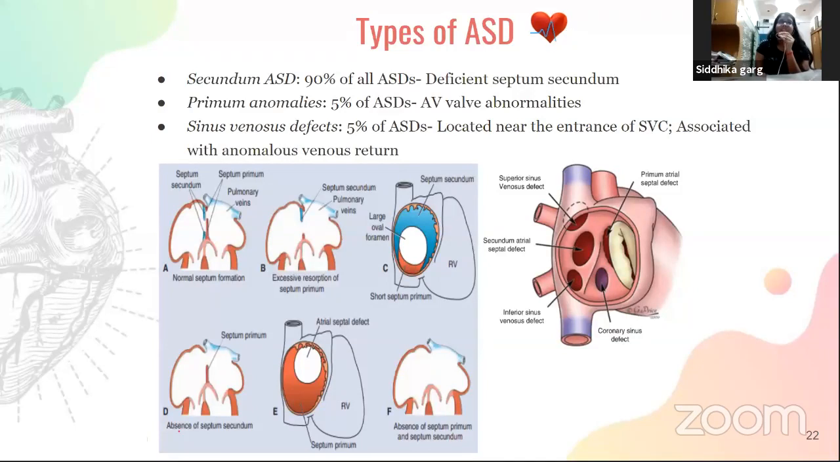Now, the left side of the slide shows a diagram. Here, B shows septum primum defect, D shows septum secundum defect, and F shows both septum primum and septum secundum defects.